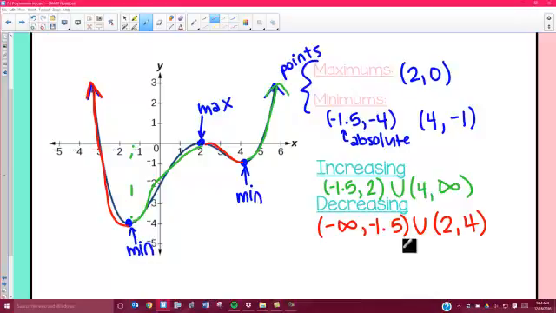Okay, so that's all I've got for you. Just basically figuring out where you have important features of your graph, like maxes and mins, and telling yourself, where is your graph increasing or decreasing.